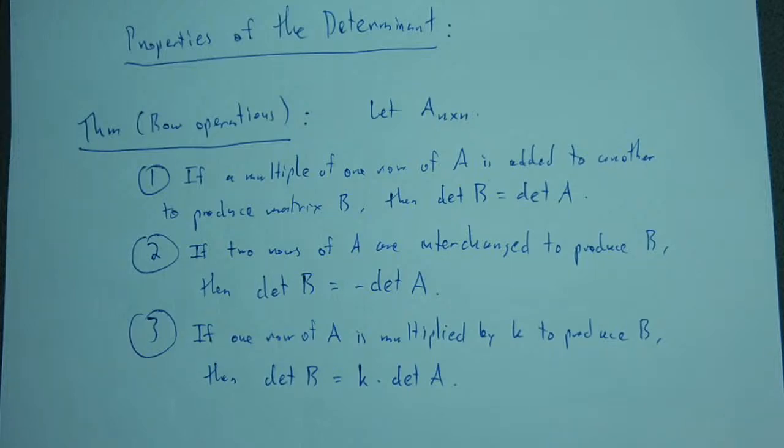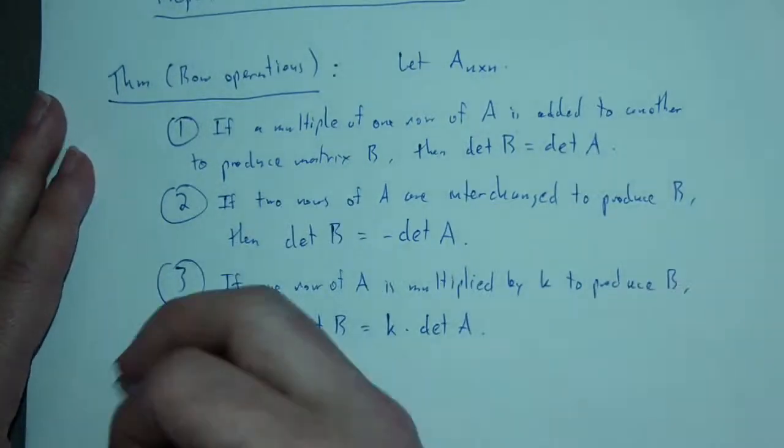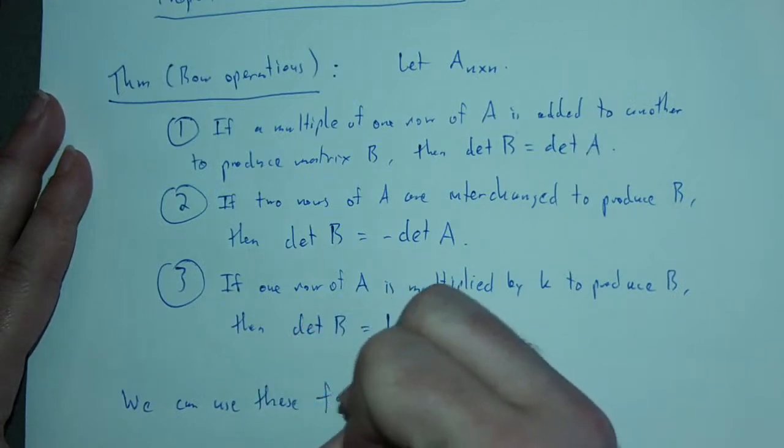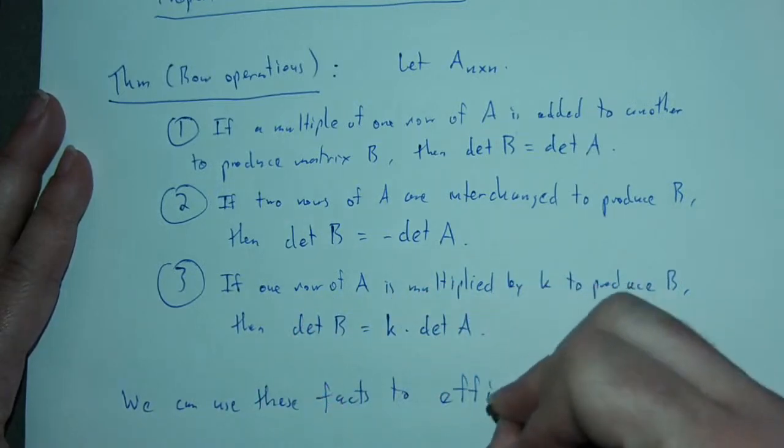But this tends to be very confusing for students, because what they want to say is that this is true when all of A is scaled by K, but actually that's something different. Okay, that's something different. So you'll be asked some questions about that maybe on upcoming homeworks or exams. Okay. So what this means is that we can use these facts to efficiently compute determinants.